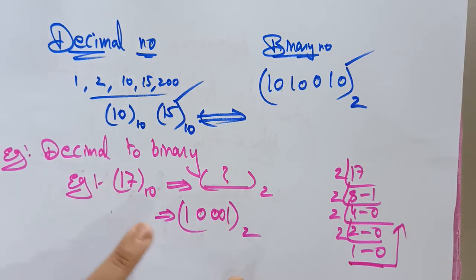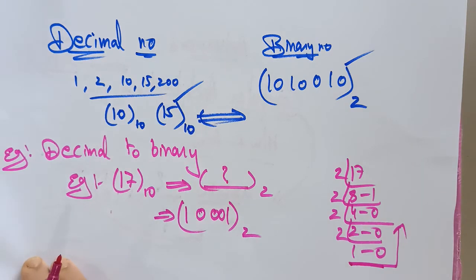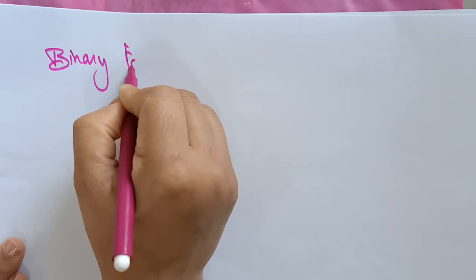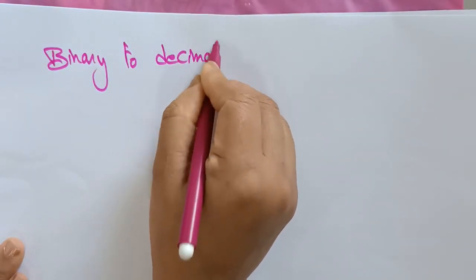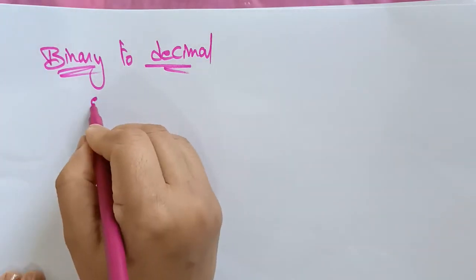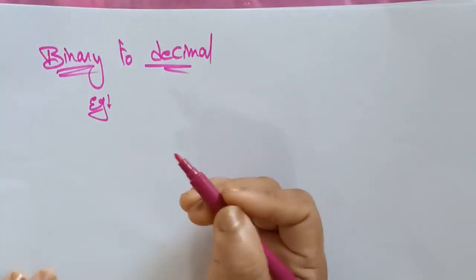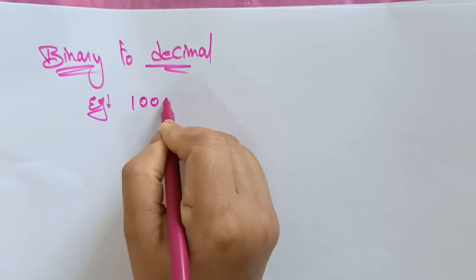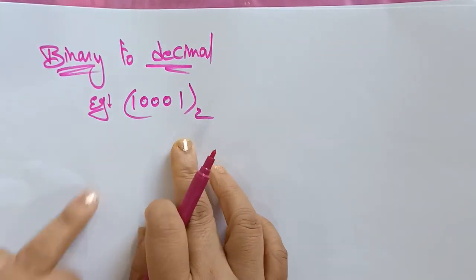So this is a decimal number, and I converted it into binary by using repeated division. Now let me take the binary number and convert it into decimal. How do you convert a binary number to a decimal number? Let's take the same binary number, 10001 to the base 2. This is the binary number.